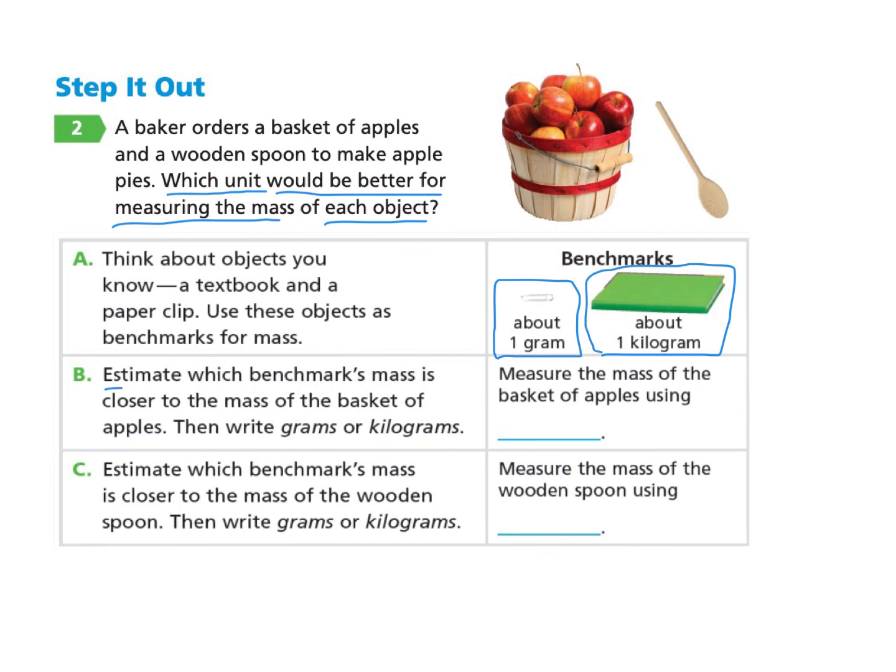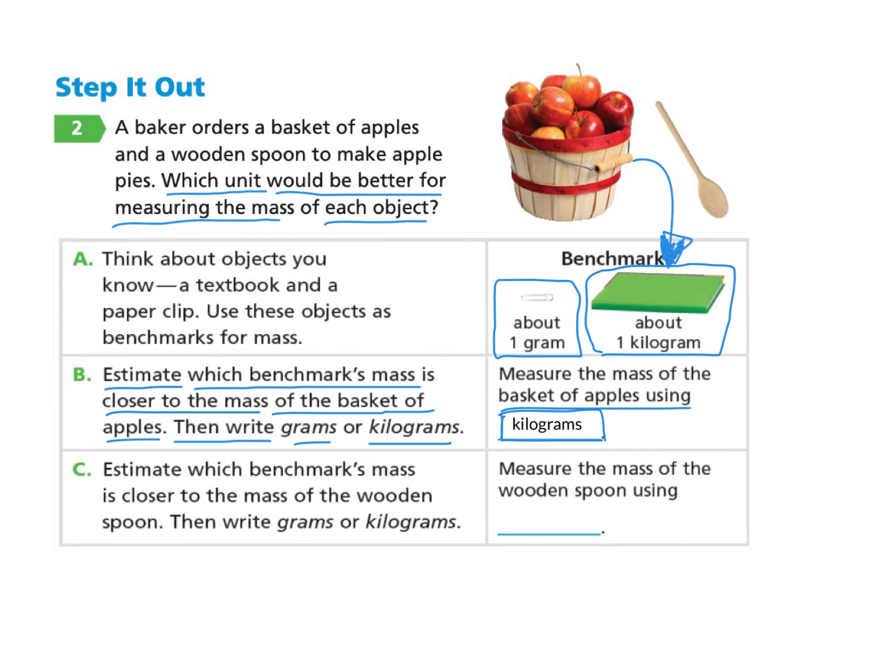Now we need to estimate which benchmark mass is closer to the mass of the basket of apples, and then write grams or kilograms. So measure the mass of the basket of apples using, what should we put here? You can pause and write what you think and come back. And when you come back, you will find that we should probably compare that to the book, right? So that would be using kilograms.